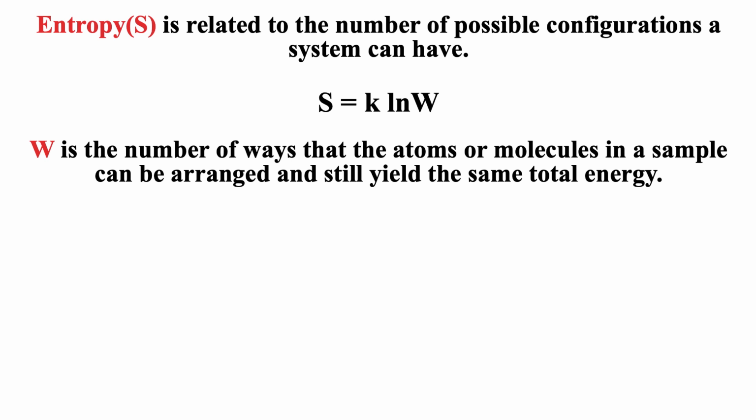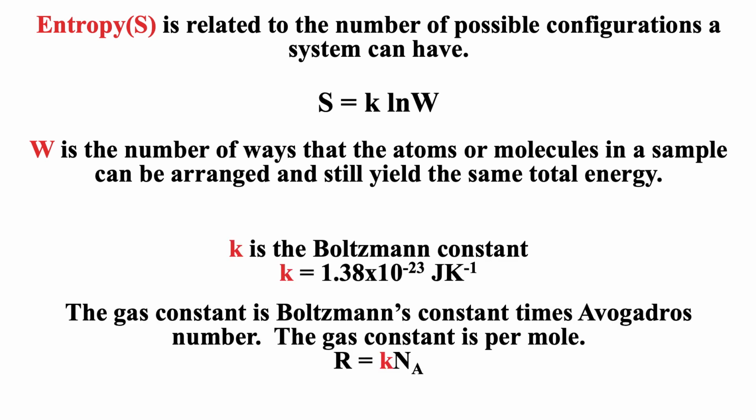And so entropy is related to the number of possible configurations a system can have. Again, S equals k ln W, where W is the number of configurations. k is Boltzmann's constant, which is equal to 1.38 times 10 to the minus 23rd joules per Kelvin. It's interesting to note that the gas constant is actually equal to Boltzmann's constant times Avogadro's number.